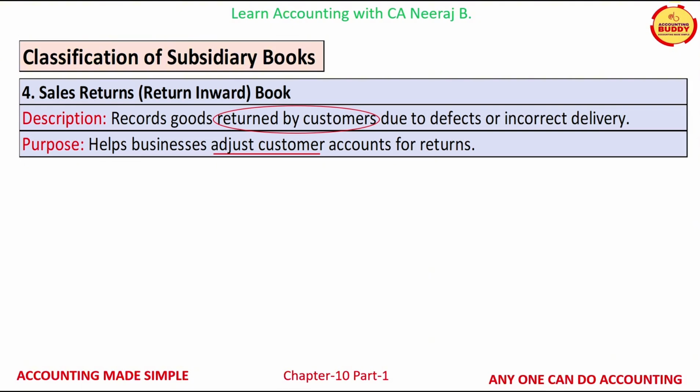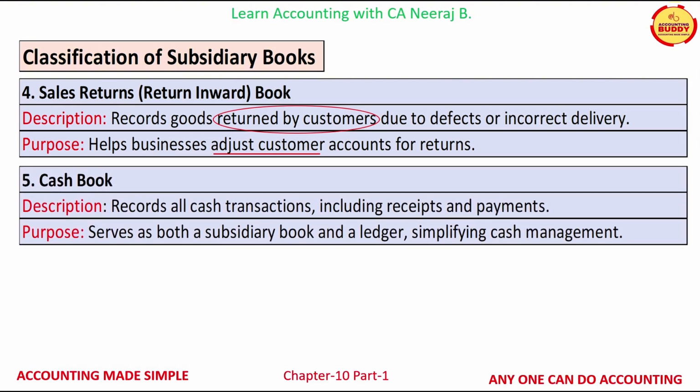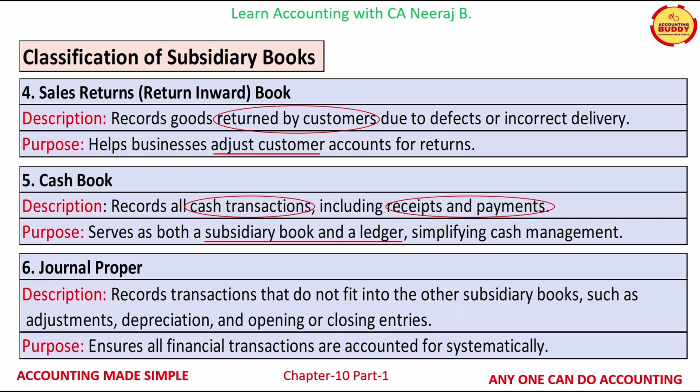Another important subsidiary book is Cash Book. Cash book records all cash transactions, including receipts and payments. It serves as both subsidiary book and a ledger, simplifying cash management. Another important subsidiary book is Journal Proper. Journal Proper records transactions that do not fit into another subsidiary books, such as adjustment entries, depreciation, and opening and closing entries. Journal Proper ensures all financial transactions are accounted for systematically.